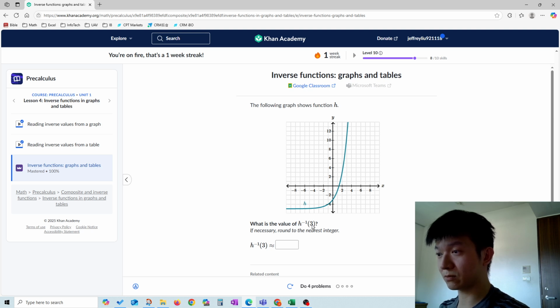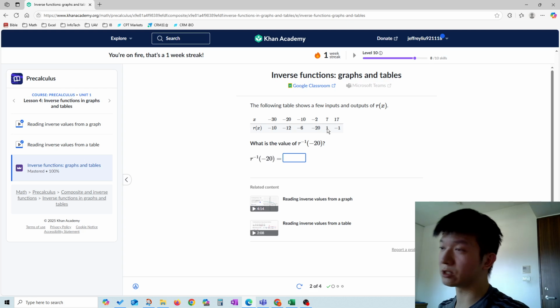H of 3, this is h, and this is 3, and you're gonna go over here, and you're gonna see 10, this corresponds to 10. So for your new h inverse of 3, you're gonna find the y first, right? You're gonna see the y first, 3, and you're gonna point to your new x, which is 2. Okay, so it's going to be 2. Right? That's correct.